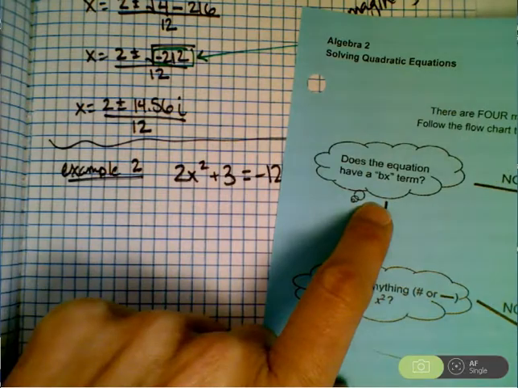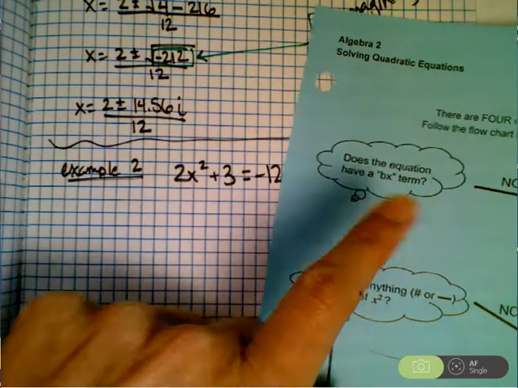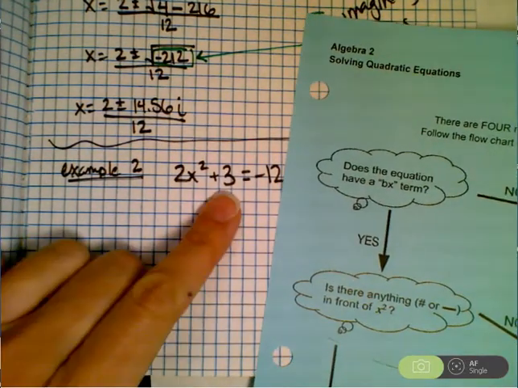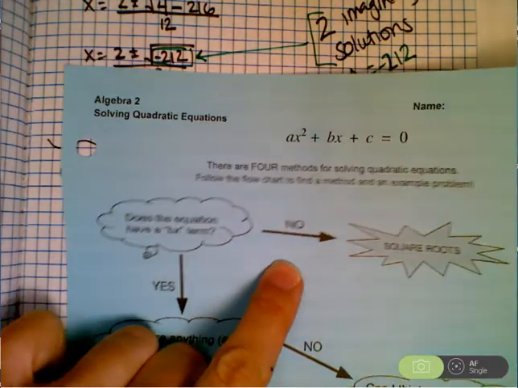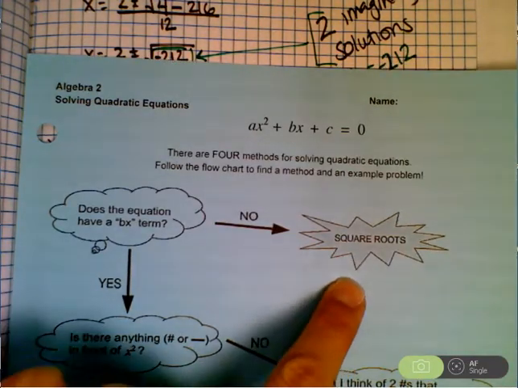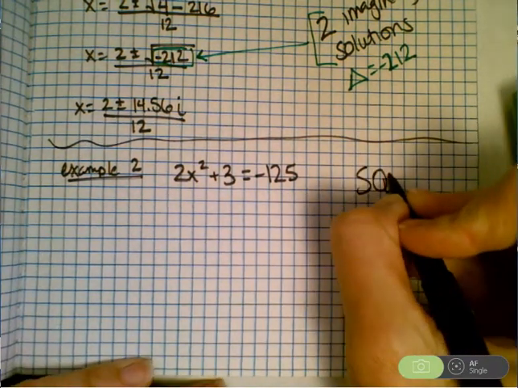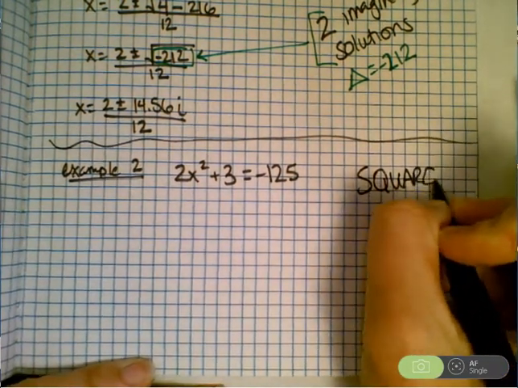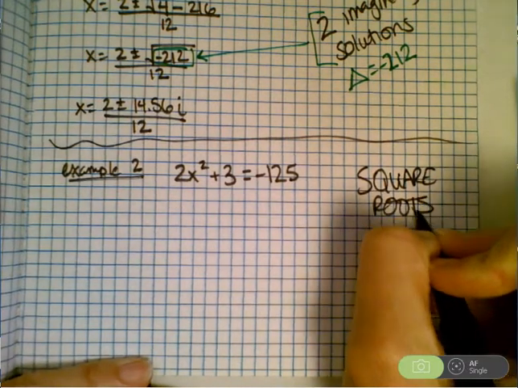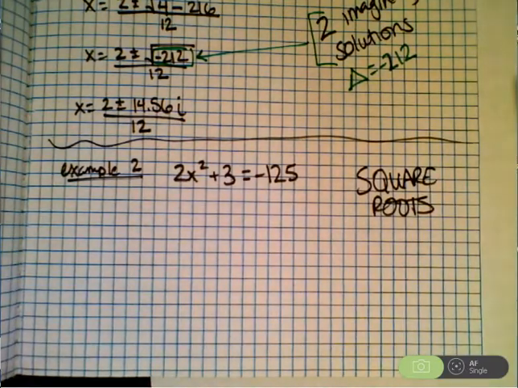And that's what this question means. Is there a term with x without it being squared? This problem doesn't have that. So I go to no, and I see I'm going to solve this with square roots. So square roots, remember, is backwards PEMDAS. So let me write square roots over here. So we know that's what we're doing in this one.